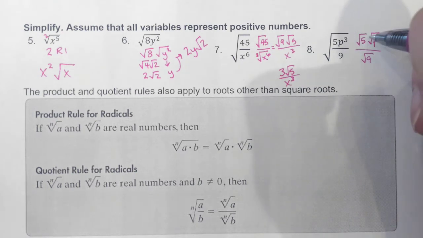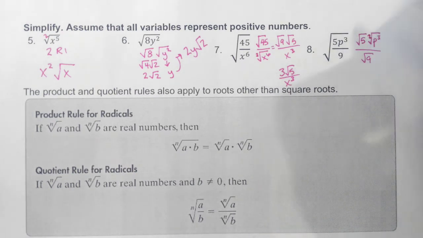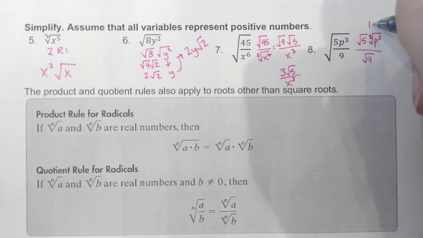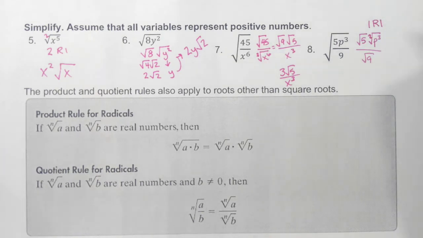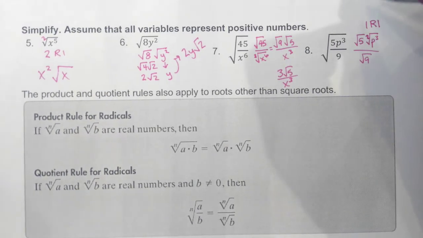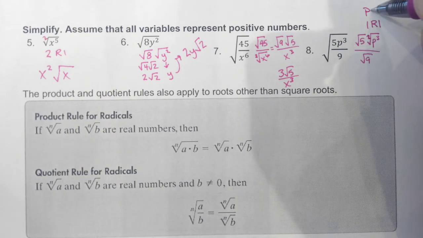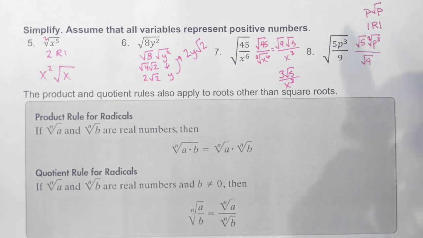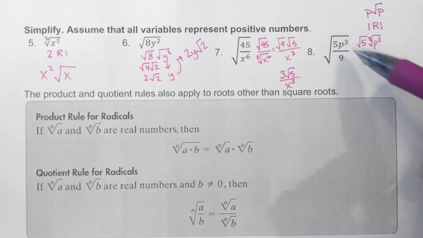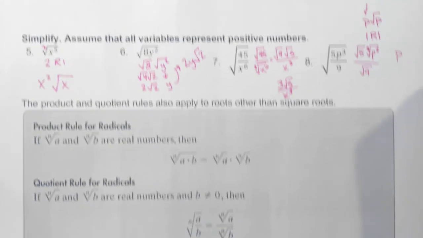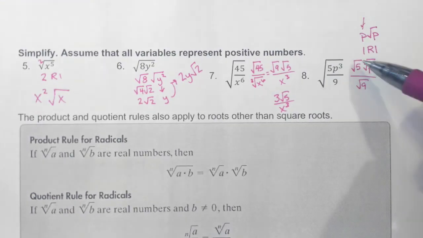For this one, remember your understood index is 2. So as a division, how many times does 2 go into 3? It would be once with a remainder of 1. So if we turn that into radicals, it would be p to the first with the square root of p to the first. And then if we put all of that together, we have the p on the outside, and then we have the square root of 5 and the square root of p still on the inside.